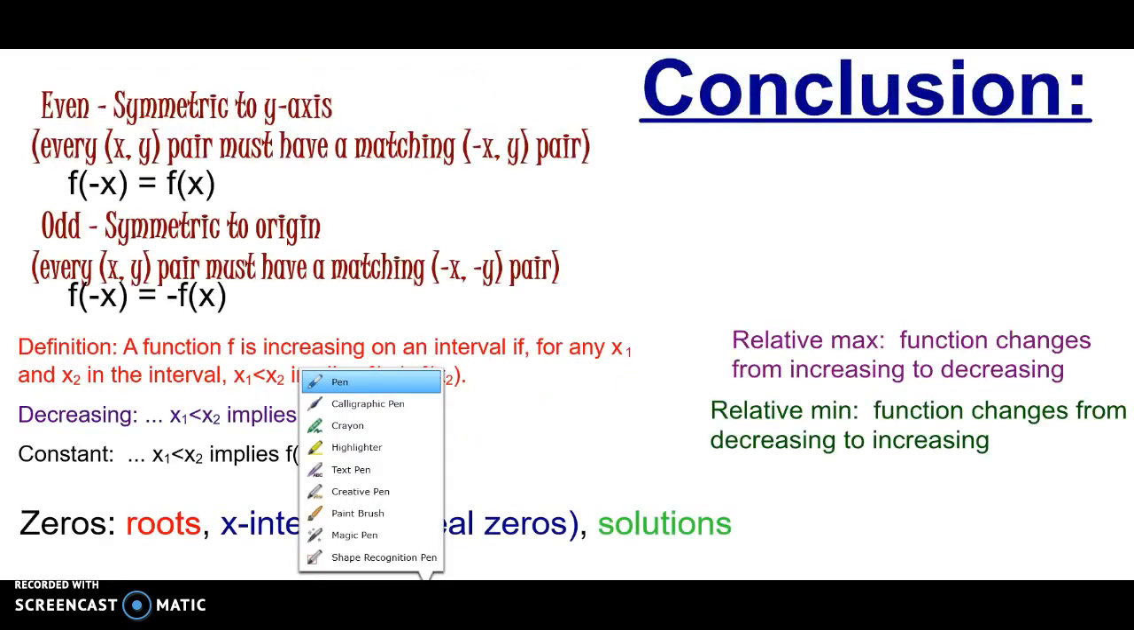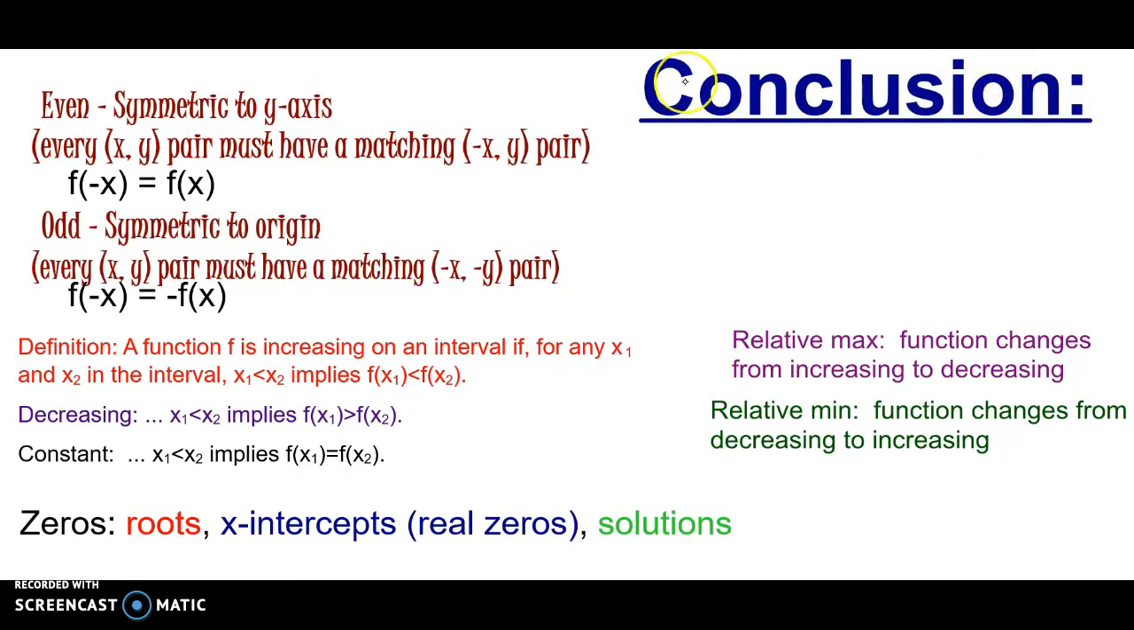All right, awesome. Well, here we have our conclusion. We have everything that we had talked about before. Notice that the one new thing that we can add to this is the real meaning of zeros, what it means. We have different words that we can use. Roots, x-intercepts, which would be real zeros, and solutions. Cool.